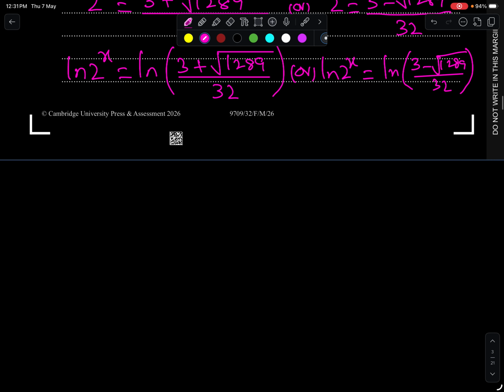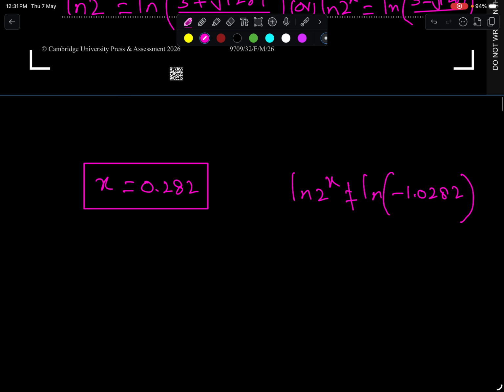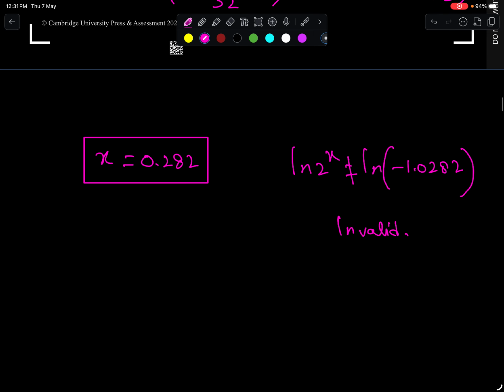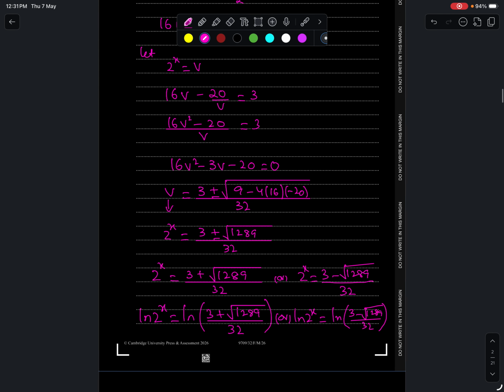Alright, so from this equation we are getting x equals 1.0282 up to 3 significant figures. From here we are getting ln 2 power x equals ln of a negative number. So this is invalid. ln does not exist for any negative number or 0. So that's the final answer up to 3 SF. Please check the solution.